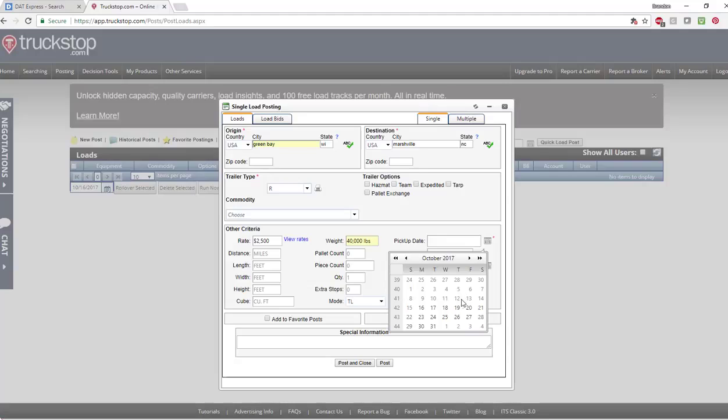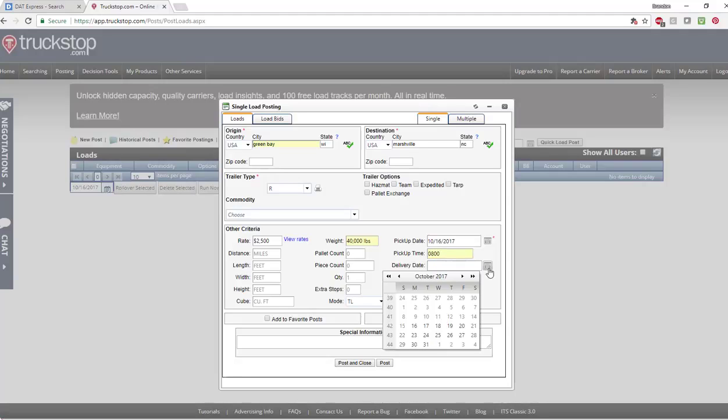You just click on that calendar there and your pickup date will pop open. 10/16. It's going to pick up at 0800. And a delivery date of 2 days later, because we're dealing with 1,000 miles from Green Bay, Wisconsin to Marshville, North Carolina. So we'll have a 2-day transit time. So we're going to pick up at 8 o'clock on the 16th and deliver on the 18th at 8:08 in the morning. You can put the distance, you can put the miles here.